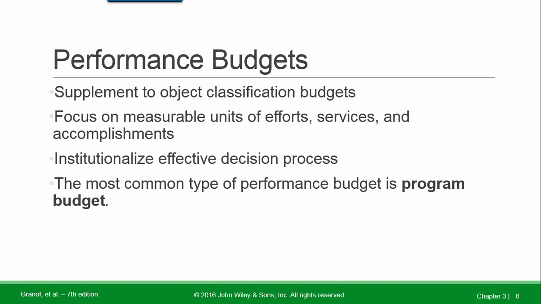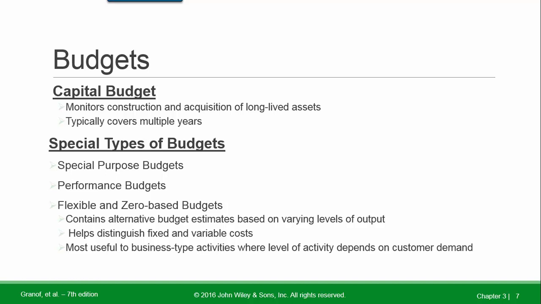Let's look at performance budgets. Supplement to object classification budgets. Focus on measurable units of efforts, services, and accomplishments. Institutionalize effective decision process. The most common type of performance budget is a program budget. Other budgets. The capital budget monitors construction and acquisition of long-lived assets, typically covers multiple years.